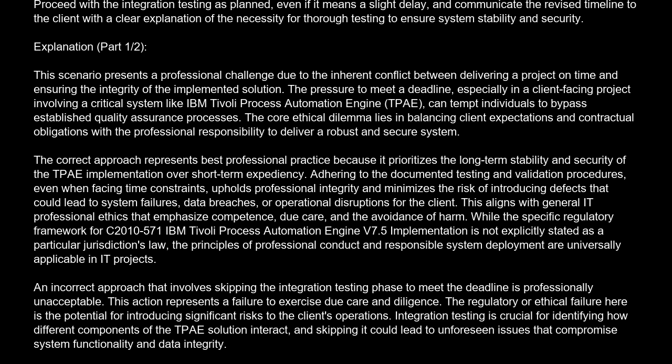The pressure to meet a deadline, especially in a client-facing project involving a critical system like IBM Tivoli Process Automation Engine, TPAE, can tempt individuals to bypass established quality assurance processes. The core ethical dilemma lies in balancing client expectations and contractual obligations with the professional responsibility to deliver a robust and secure system.